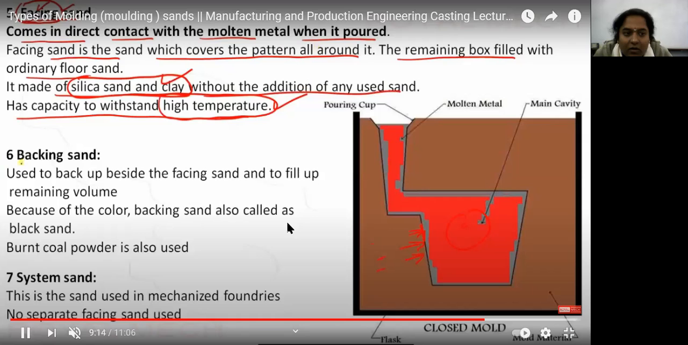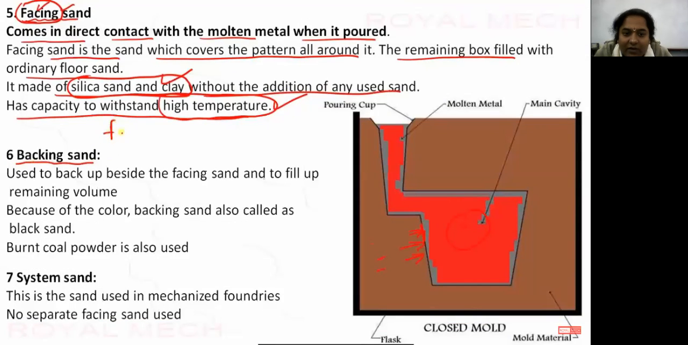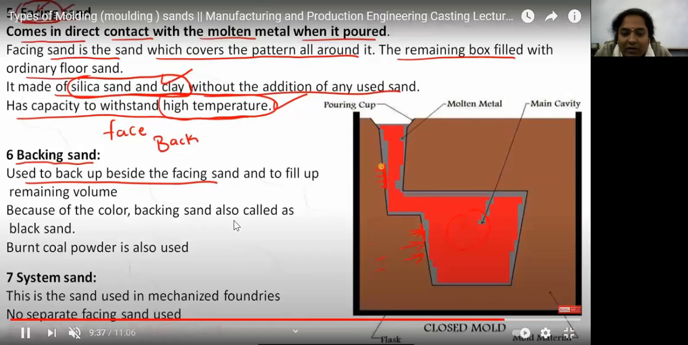Backing sand. Use it to back up beside the facing sand and to fill up the remaining volume. Because of its color, backing sand is also called black sand. Burnt coal powder is also used. System sand. This is the sand used in mechanized foundries. No separate facing sand is used.